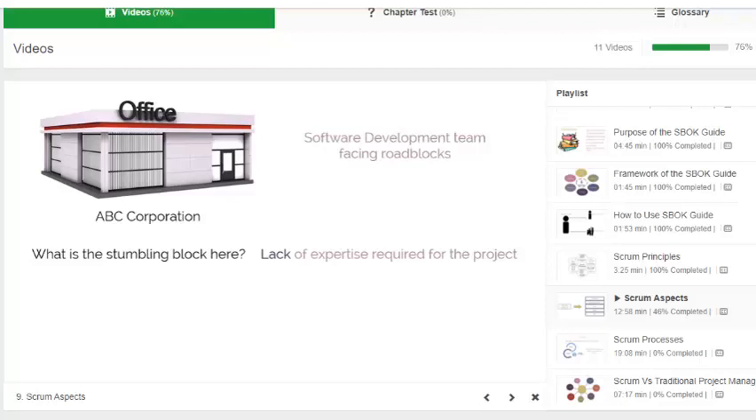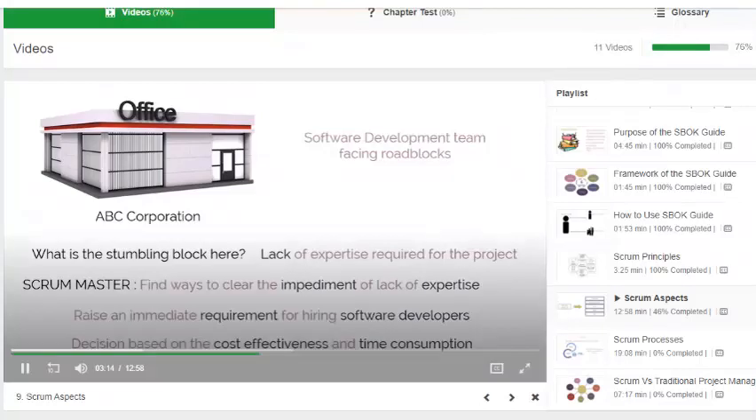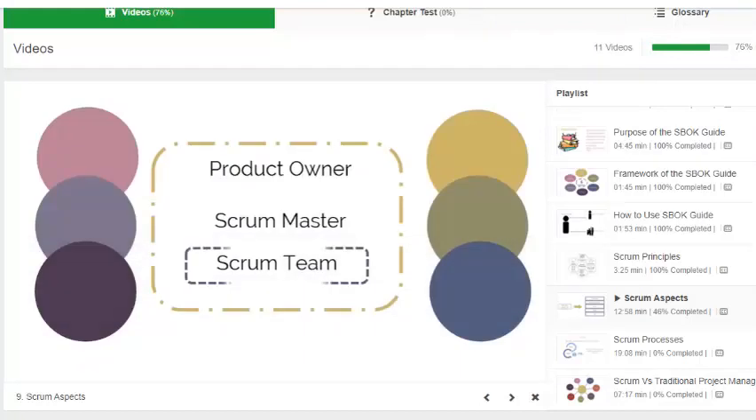First of all, the task of the Scrum Master will be to focus on finding ways to clear the impediment, which comes in the form of lack of expertise required for the project. How is this possible? Well, the Scrum Master at this juncture is either going to raise an immediate requirement for hiring software developers with required expertise, or he can make an arrangement for training the existing staff. The Scrum Master will now make a decision based on the cost-effectiveness and time consumption of the action to be taken. Finally, it's now the turn of the Scrum team.